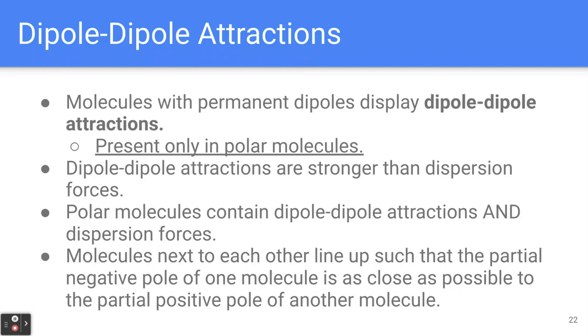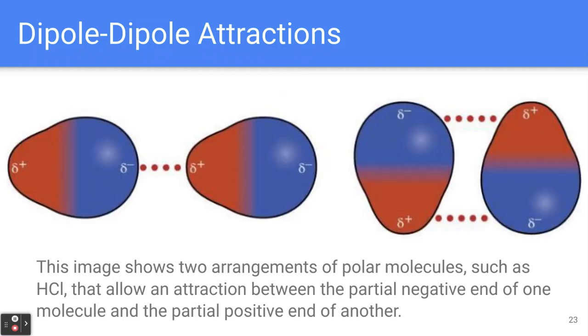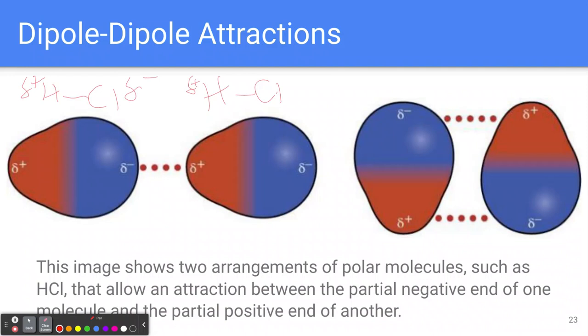And so molecules next to each other line up so that the partial negatives of one molecule are going to line up with the partial positives of the other molecule. So this is what it kind of looks like. If we want to think about this, this could be something like HCl. So we've got our H over here and our Cl here, H here, Cl here. And remember that our chlorine is partially negative and our hydrogens are partially positive. And so we're going to see that attraction here between the partial positives and negatives.